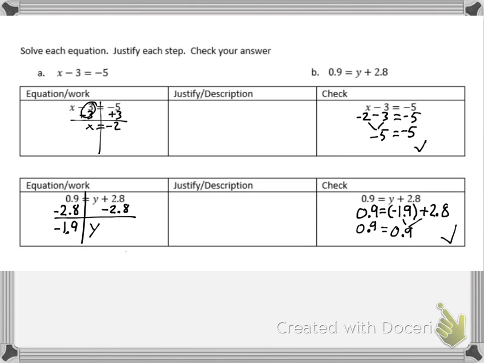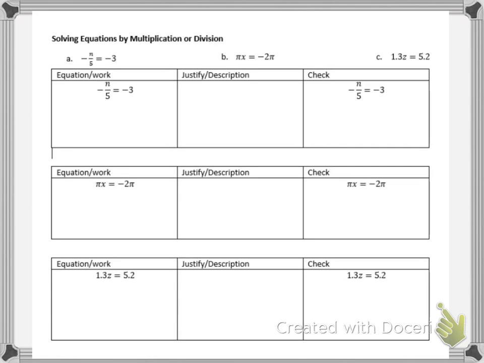Okay, now this is doing it with addition and subtraction. We're going to look at another example that's going to involve doing it with multiplication and division. Okay, so let's look at this top one. I've got a negative n over 5 equals negative 3. So we're actually dealing with two things. We've got that negative in front of the n, and we are dividing by a 5.